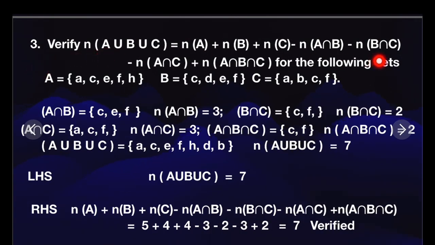Number 3. Again you have to verify this equation and they have given the sets. Write down n(A), n(B), n(C), then do A intersection B, write down the number of elements in it, do B intersection C, C intersection A, write down the values of those, and then do A union B union C, write down how many elements are there in that, do A intersection B intersection C, write down how many elements are there. So then you can verify, take LHS, what is A union B union C, write it down. Then take the RHS and put all the values that you have found, and see if both are equal. If it is equal, it's verified. Here we have verified it.